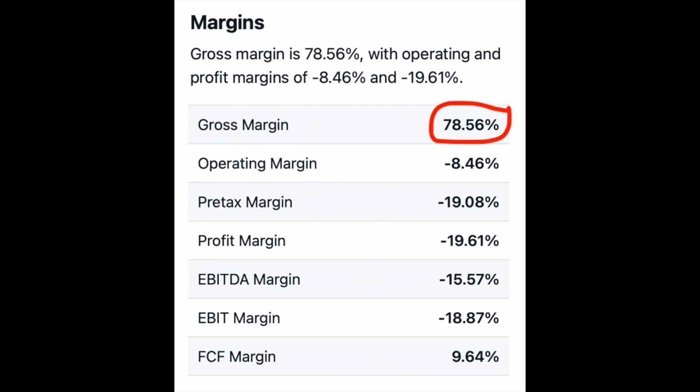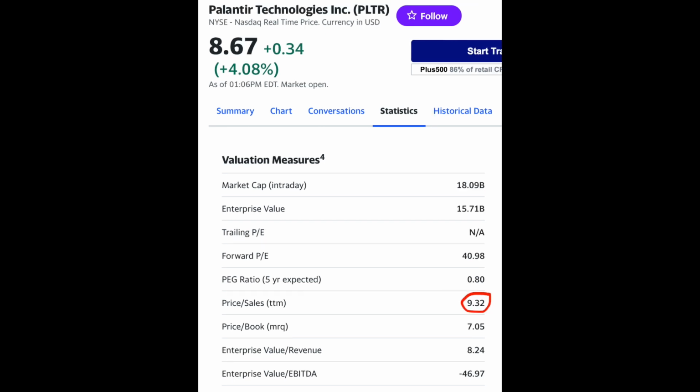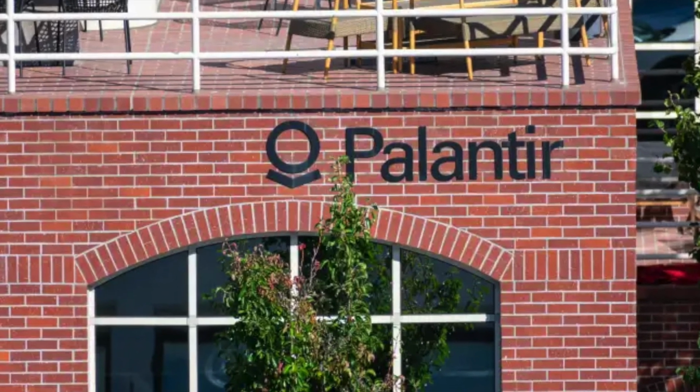Microsoft is trading at a 10 price to sales ratio and Pltr at a 9 price to sales. However, Pltr has a lot more growth potential. Therefore, because Pltr has higher gross margin and growth potential, it looks good from a price to sales perspective.